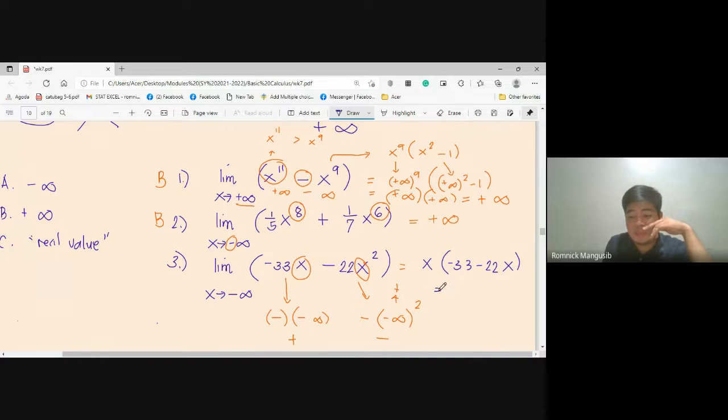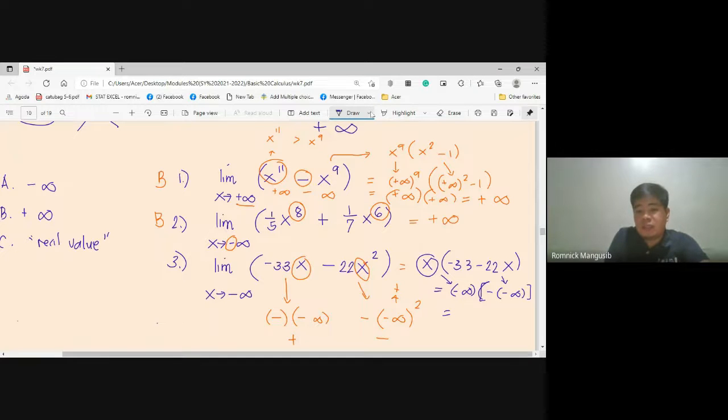So what will happen here? Yung x na ito, magiging negative infinity on the limit process. And itong si negative 22x, negative times negative infinity. Ulitin ko. X, itong dalawang factors, kunin mo na ang limit. The limit of x as x approaches negative infinity is negative infinity. And the limit of negative 33.